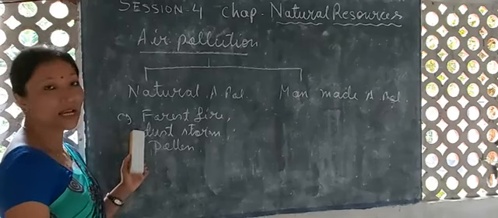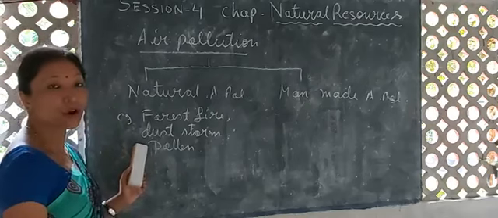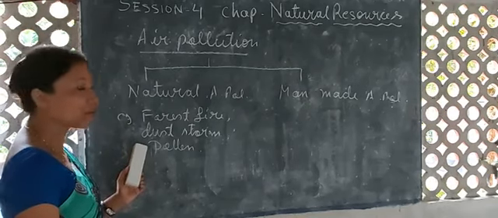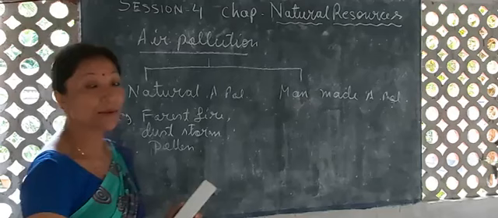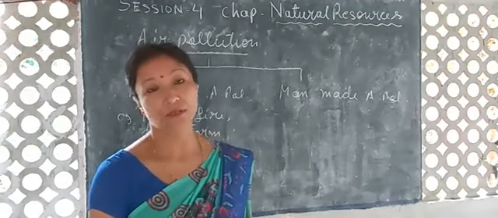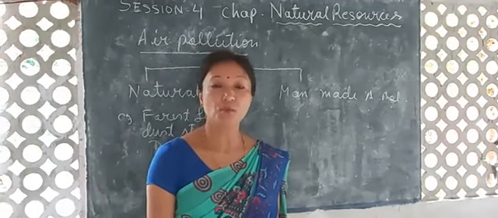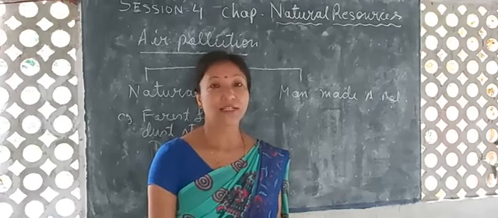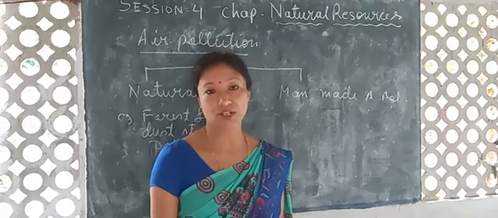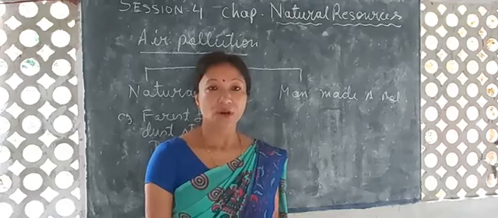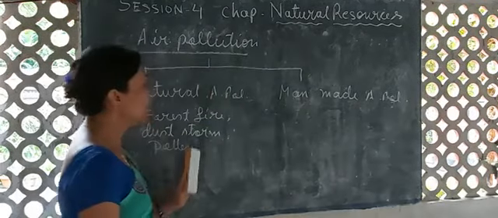Forest fire can lead to air pollution, dust storm can add particles to the air, and then also pollen. Pollen means the pollen grains from plants. It also pollutes the air and it is also responsible for causing allergic reactions in us. Okay, so these are natural.